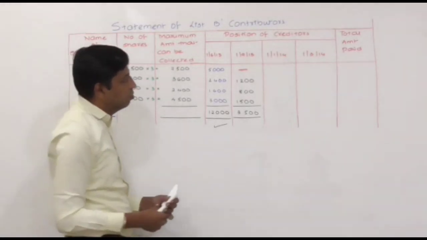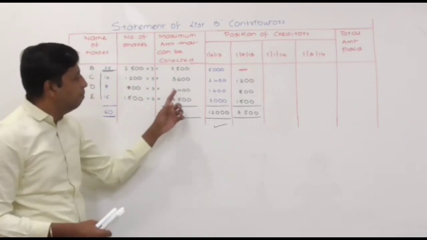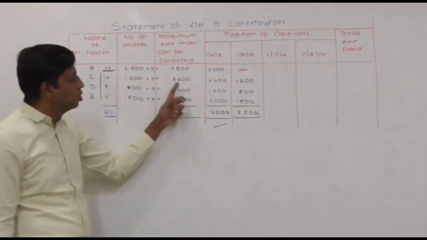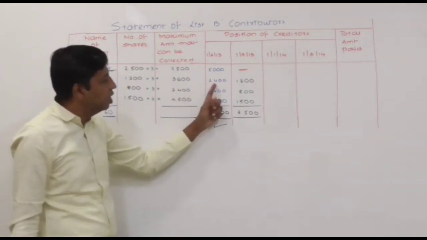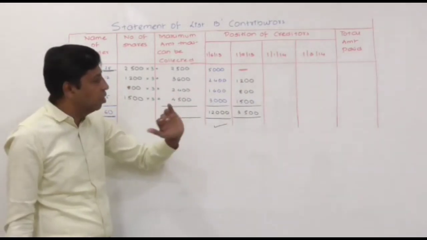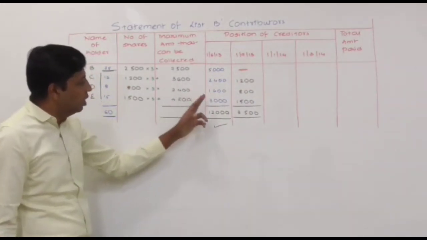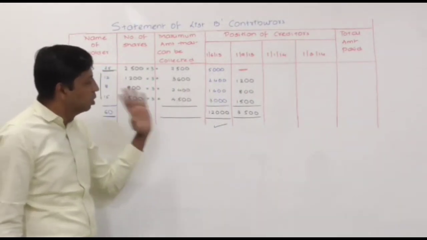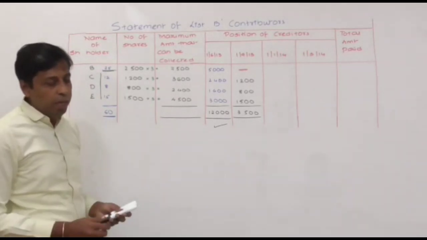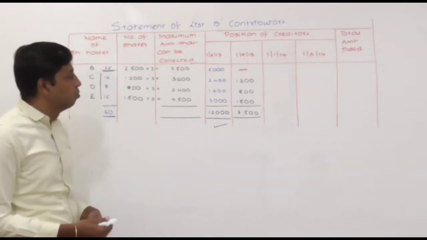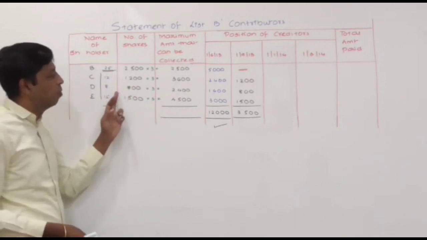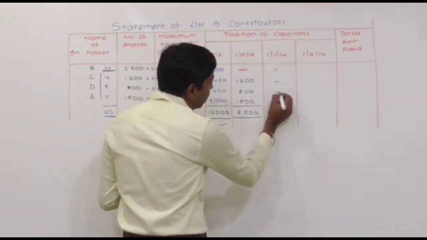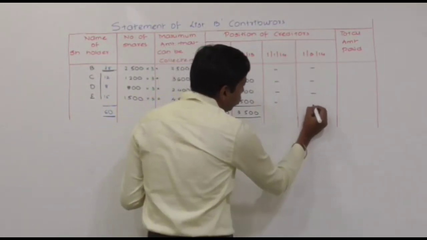And as you can observe, the maximum amount that I could collect from C was 3,600, and C has already paid 2,400 and 1,200. So 3,600 is paid. D paid 1,600 plus 800, so 2,400 is also paid by D, and 4,500 is also paid by E. That means now we cannot even ask for more money from C, from D or from E. That means we cannot make any payments to further creditors.